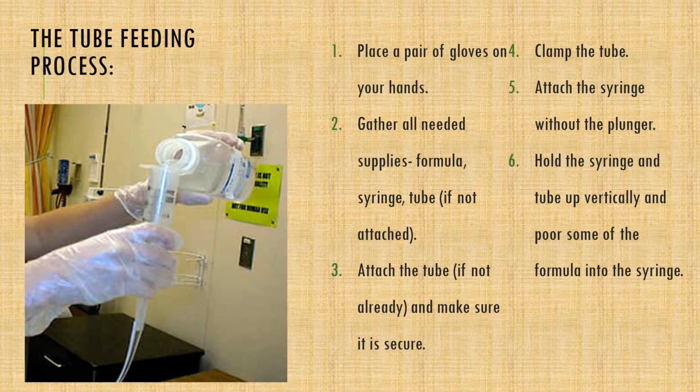Step 4, you're going to clamp the tube closed to prevent air from entering in. Step 5, you're going to attach the syringe without the plunger. Step 6, hold the syringe and tube up vertically and pour some of the formula into the syringe. Refer to the picture on this slide to see the details that I'm discussing.